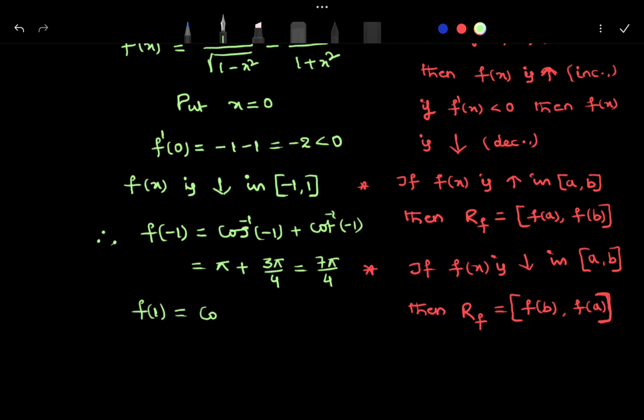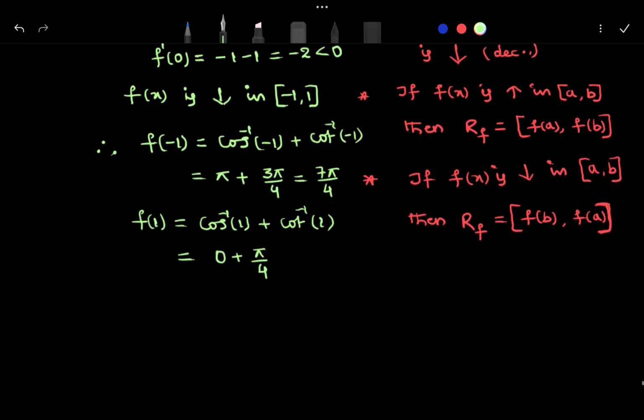Now in the same way, what is the f of 1 value? That will be cos inverse of 1 plus cot inverse of 1. You know, cos inverse of 1 value is 0, plus cot inverse of 1 is equal to pi by 4. So now, what is the range of the function? Therefore, range of f is equal to the closed interval f of 1 comma f of minus 1.